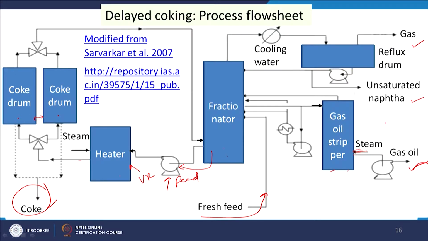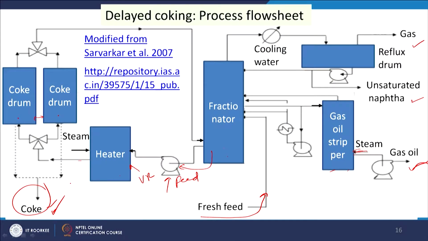Now, how can we change the distribution of these products? Unlike Visbreaking, where our main focus was to get more liquid, here our focus is to get liquid and gas as well as coke, and also premium quality coke, that is needle coke. If we can get needle coke, then this process will be more economic. So, that is one of the main objectives of the delayed coking unit.